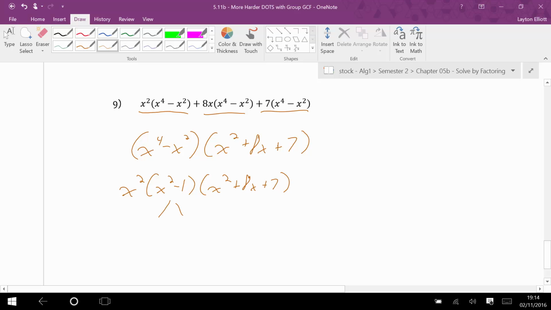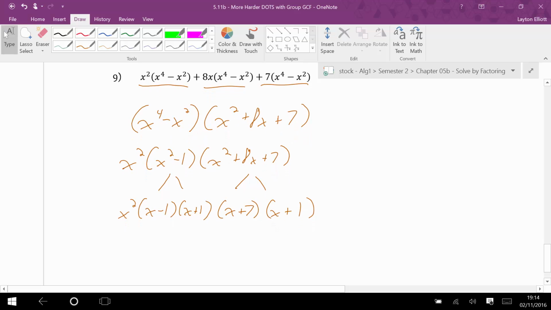But this can go further, and that can give me an x minus 1 and an x plus 1. And actually, this can go further. That can split up into two binomials, x and x, 7 and 1, and plus and plus. And then finally, I see that these two are in common, so I should really write this as x squared, x plus 1 squared, then x minus 1, and x plus 7.